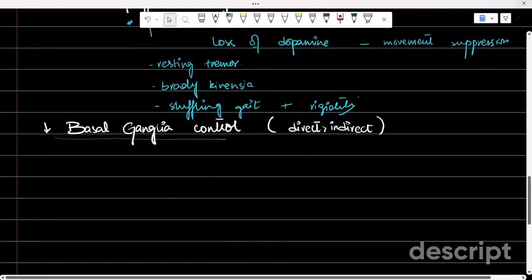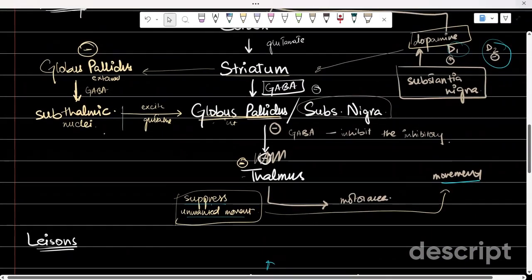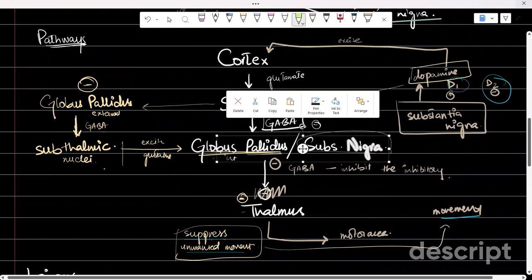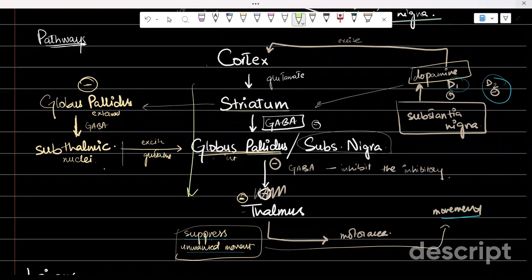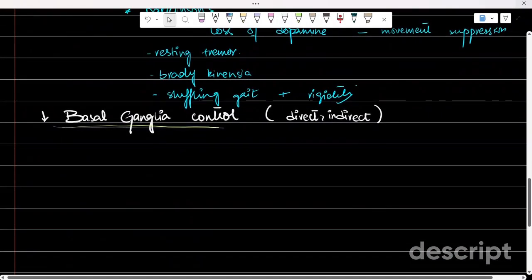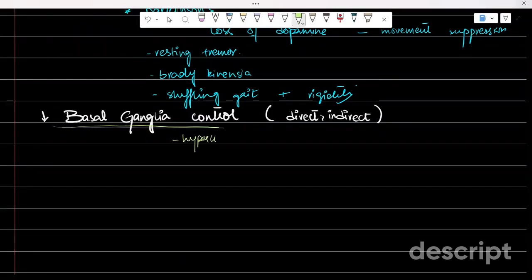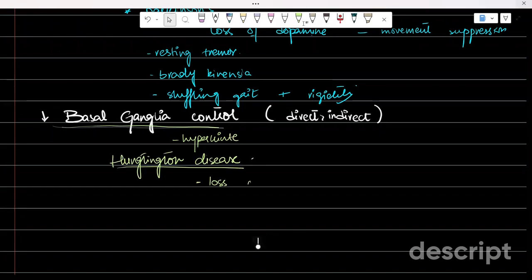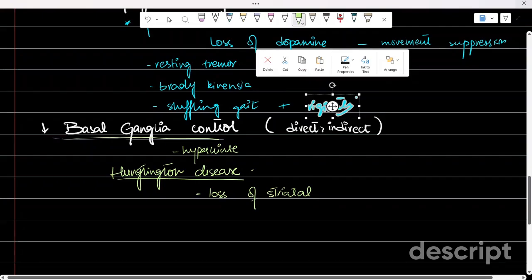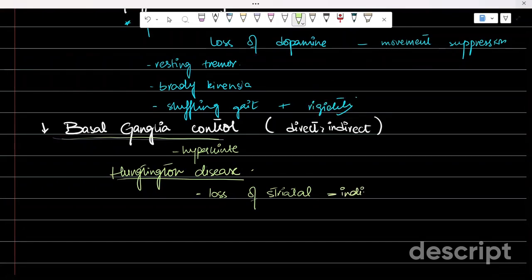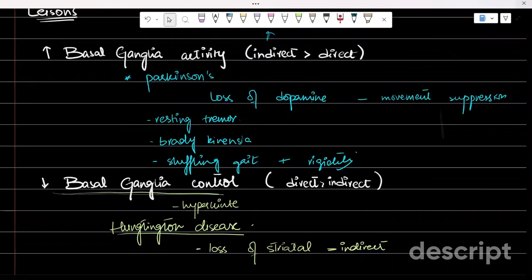All right. Now moving on to where the basal ganglia control will decrease instead of increasing. So when the basal ganglia control decreases, that means that the direct pathway will work more than the indirect pathway. So there will be less movement suppression and more movement, which will lead to hyperkinetic disorders, one of which is Huntington's disease. So in Huntington's disease, there is a loss of striatal neurons. Now, what were they? They were the neurons present in the caudate and putamen. There will be a loss of striatal pathway in the indirect pathway first. So that is why direct will work more.